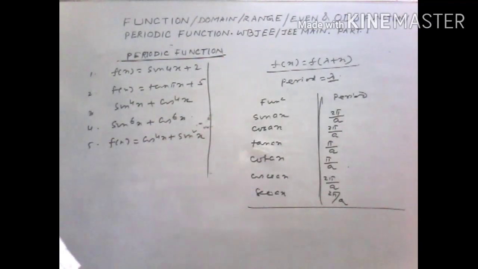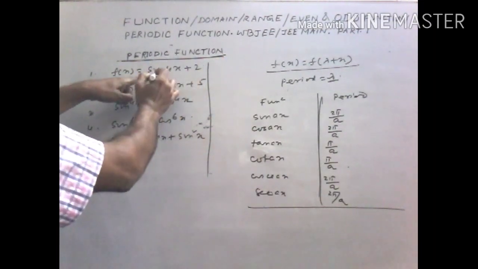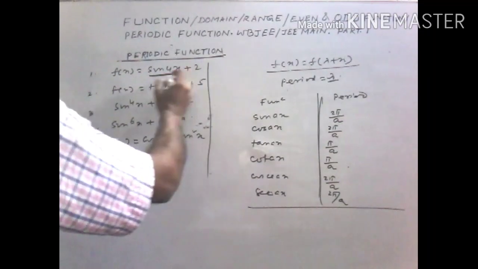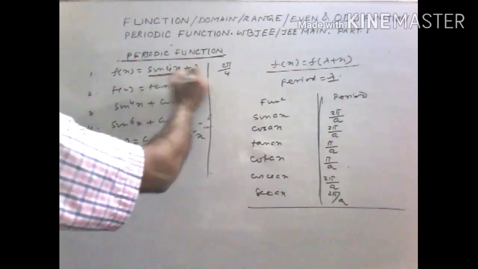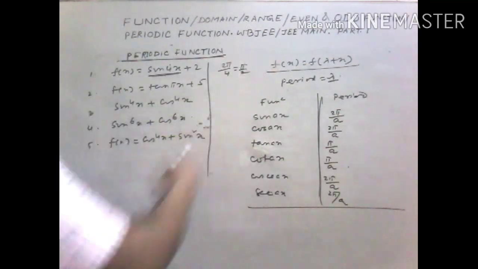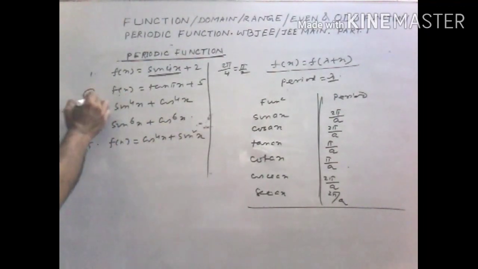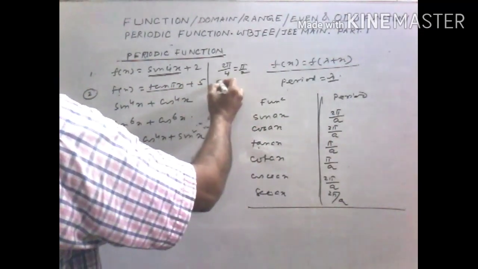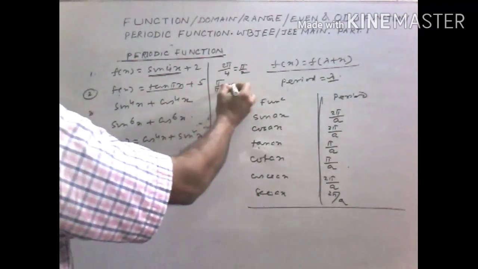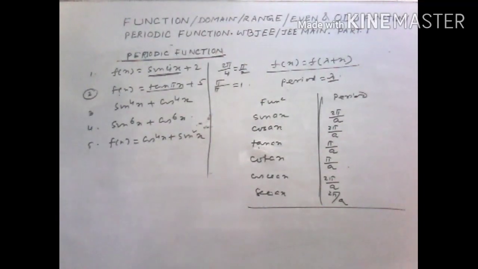Now look, problem number 1. So 2 is a constant, so the period depends on sin 4x. What is the period? 2 pi by 4, a is 4. So this is pi by 2. Now look, for problem number 2, what is the period? Look from the table, this is pi by a. a is pi. So 1 is the period.